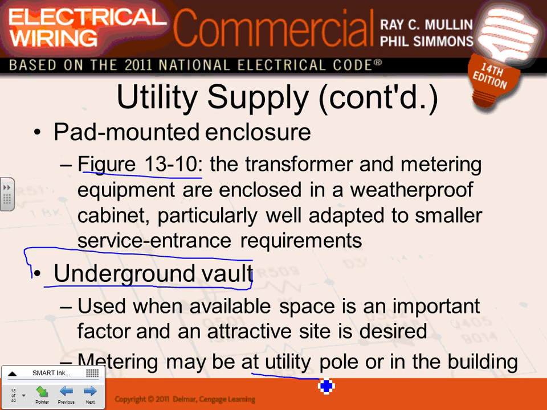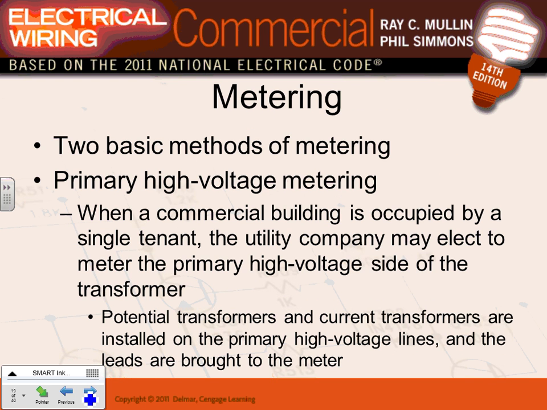The meter may be at the utility pole or inside the building. A lot of people don't even put it on the utility pole anymore. They put it on the outside or inside of the building. There are two ways of metering. The primary high voltage metering is when you put your meter right at the high voltage coming to the building. So for the commercial, tenants, high voltage, you have to have a potential transformer and a current transformer to transfer the voltage to the meter. That's the high voltage section.